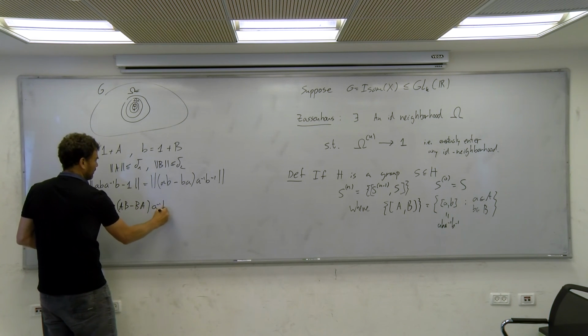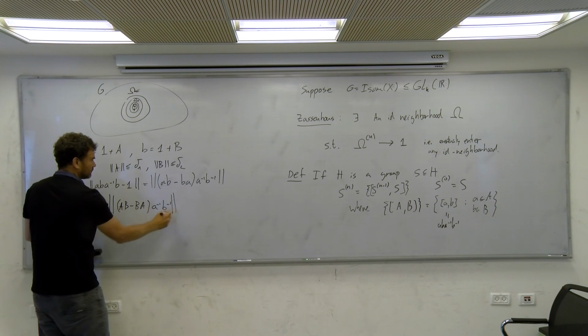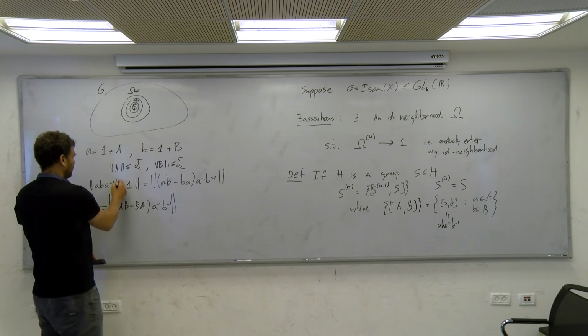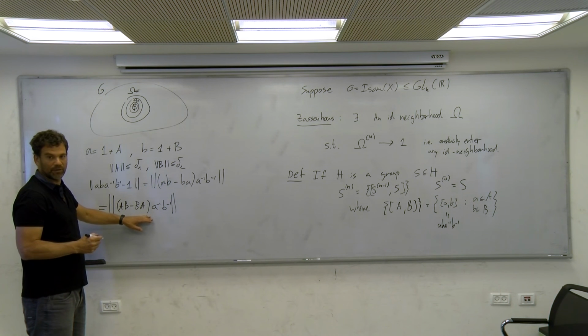A inverse B inverse. Is there a missing inverse in the line one up? The first term. Thanks. And this you can write in this way.